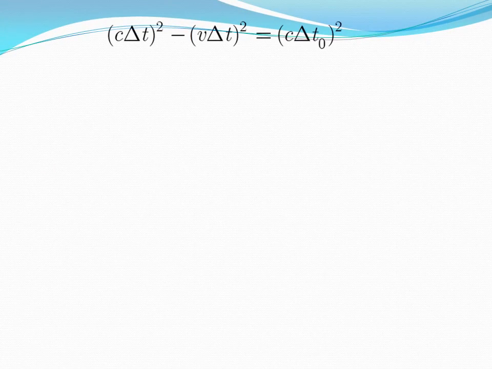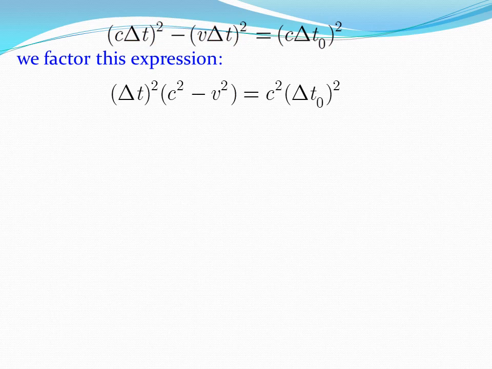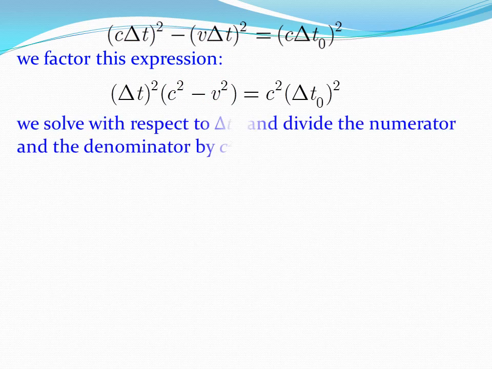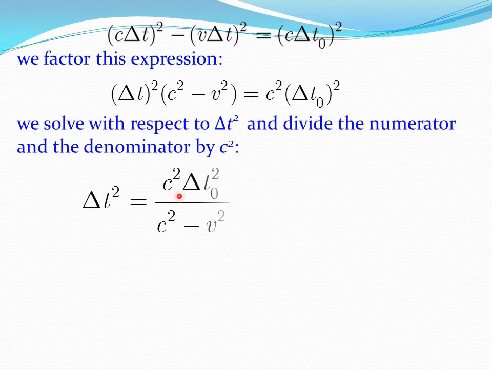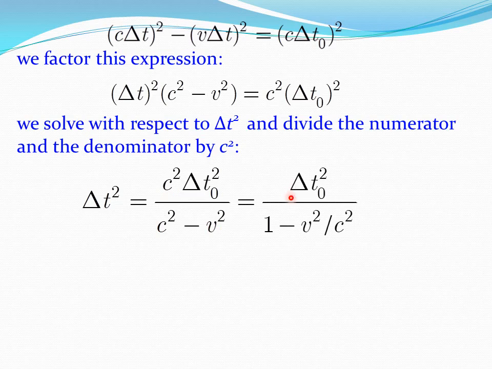We are now ready to do some calculations. We can factor out delta t squared over here and over here, so that we are left with a c squared minus v squared in brackets. We can now solve with respect to delta t squared, and we get a fraction, and in this fraction we divide the numerator and the denominator by c squared, so that you are left with a delta t0 squared at the numerator and with a factor of 1 over here minus another fraction of v squared over c squared.